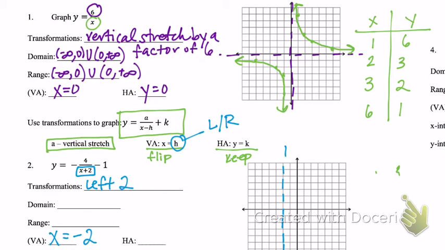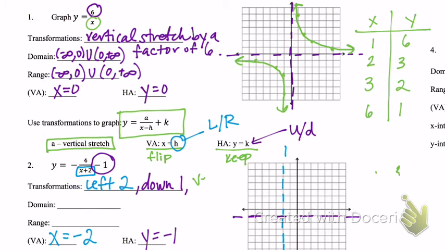Then my k value is what? Negative 1. So my horizontal asymptote is at y equals negative 1. I keep this sign. So I'm going to put a horizontal dashed line at negative 1. And so then my transformation for k is up or down. So it's going to be down 1. And then do I have a horizontal or vertical stretch? Or not a vertical stretch, it's always vertical. A vertical stretch by a factor of what? 4.